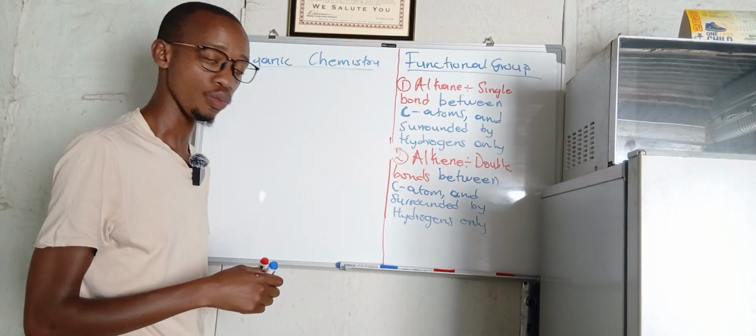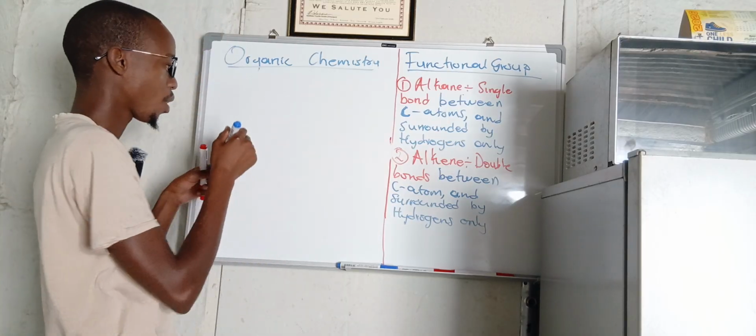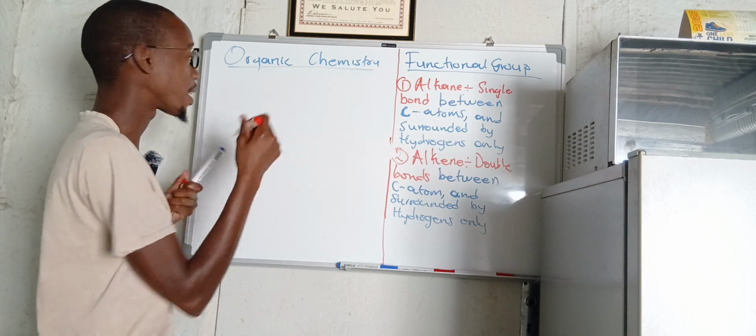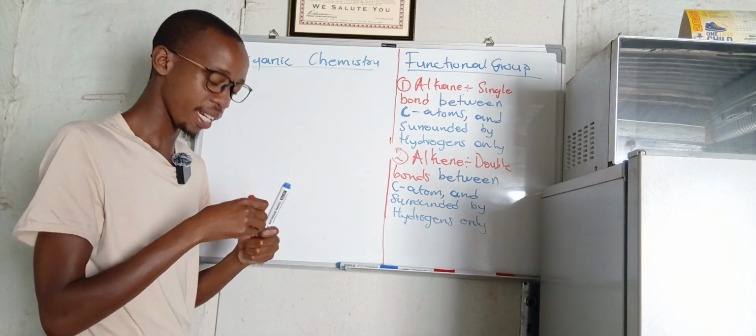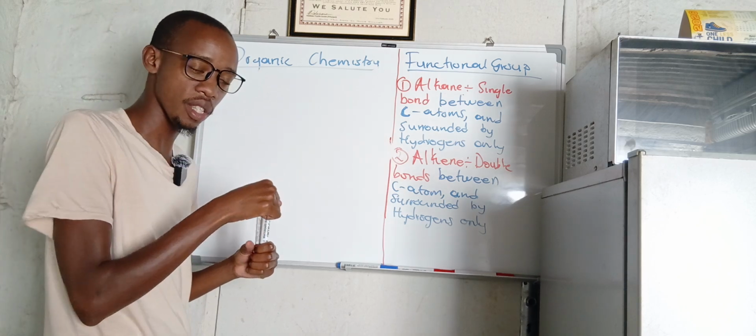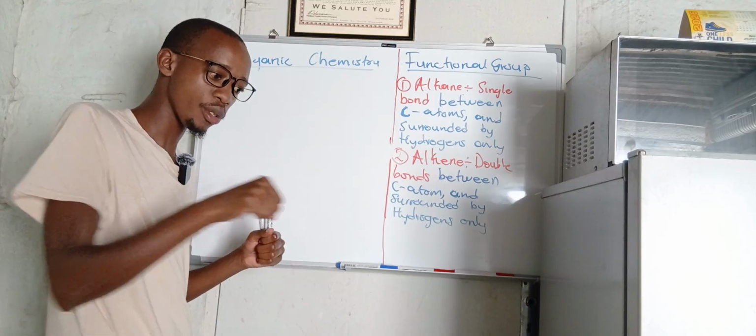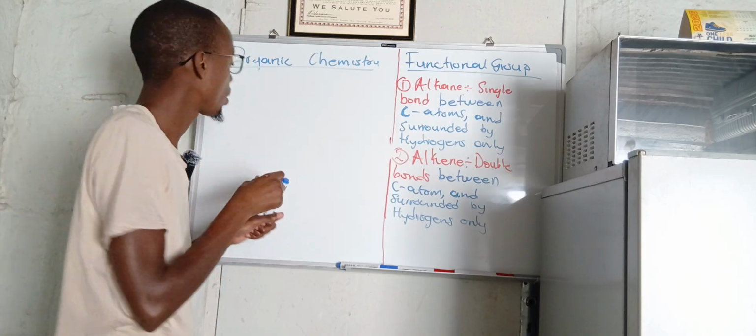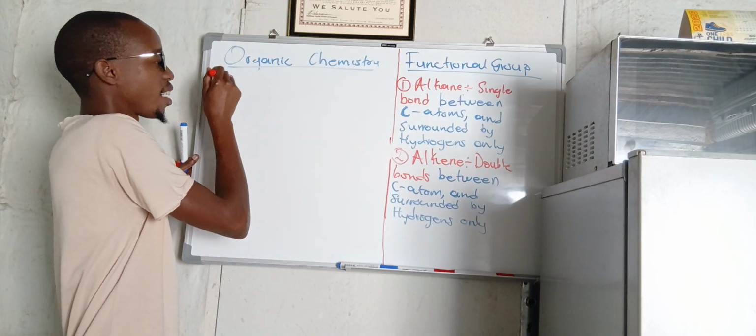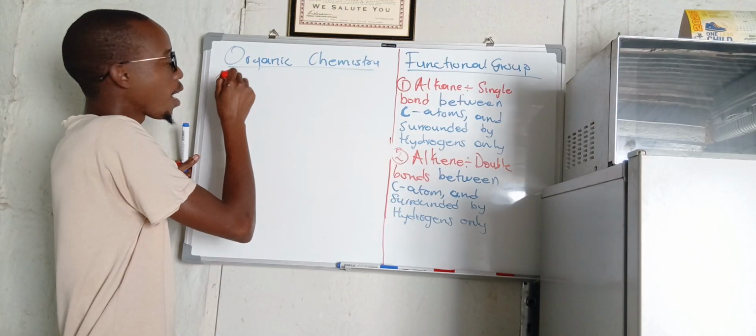Cool. Number 3. We have alkyne. Alk and then the ine. You say alk and then you say ine. Alkyne. And then number 3, we have alkyne.